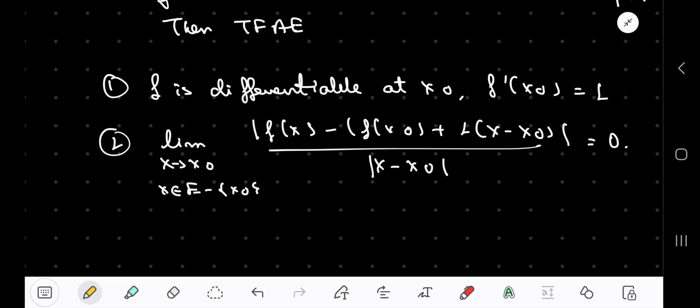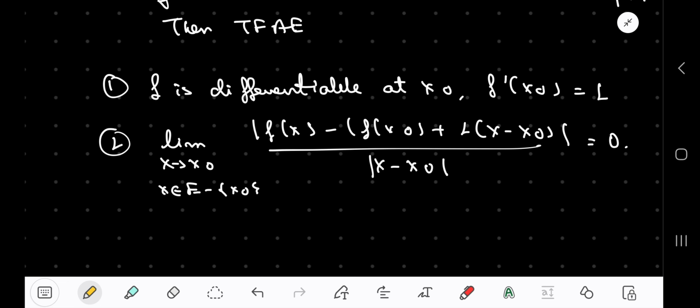Then I can break it out. So I will get the limit as x tends to x naught of the absolute value of (f(x) minus f(x naught)) by (x minus x naught), which will give me L, plus (x minus x naught) and (x minus x naught) cancel out, because I have the limit as x tends to x naught and x is not exactly equal to x naught. So I have L there. This gives me L itself, so it subtracts out to get you 0.